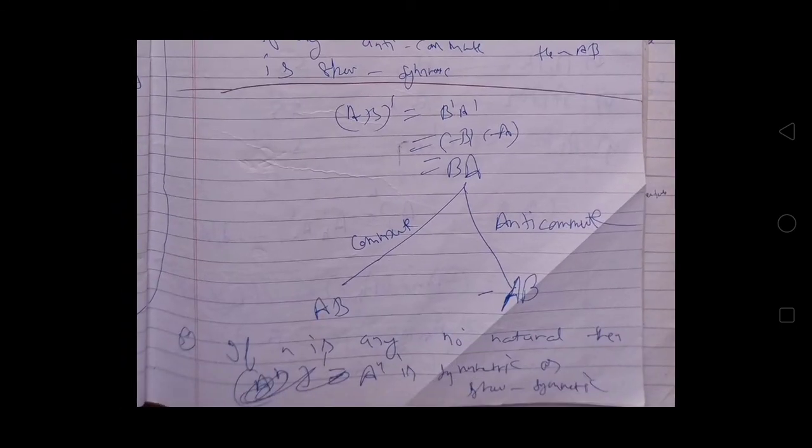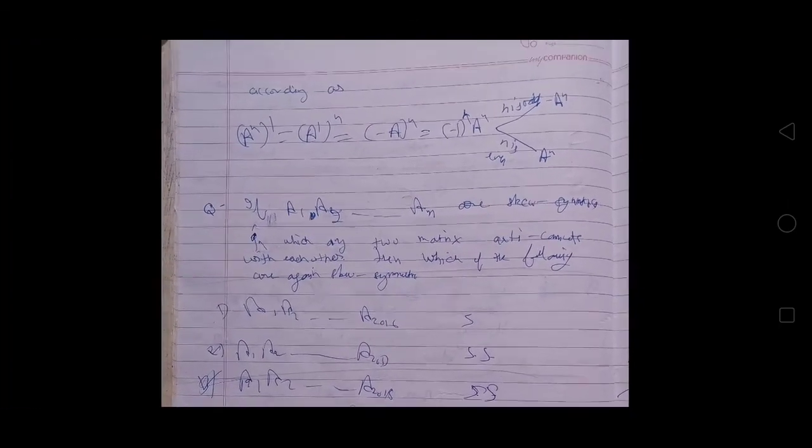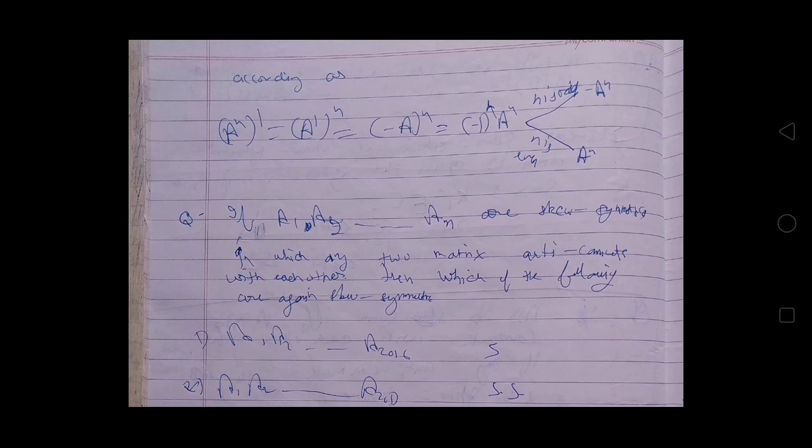Now see this fifth property. If n is any natural number, then A raised to the power n is symmetric or skew symmetric according as transpose of A^n will be equal to nth power of transpose of A, which will be further equal to nth power of minus A, which will be further equal to minus 1 raised to the power n into A raised to the power n. If n is odd, then it will be equal to minus A raised to the power n, but if n is even, then it will be equal to A raised to the power n, because minus 1 raised to the power n will be equal to 1 if n is even, and minus 1 raised to the power n will be equal to minus 1 if n is odd.